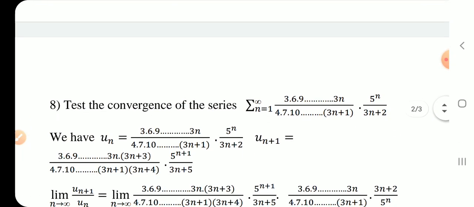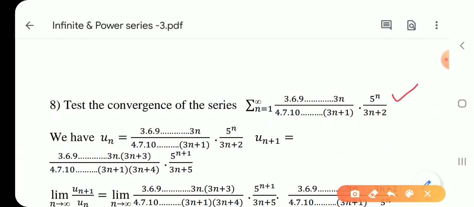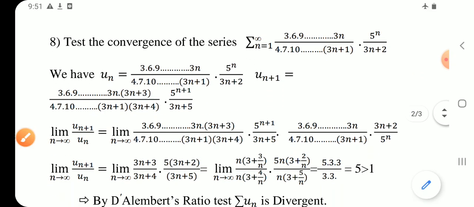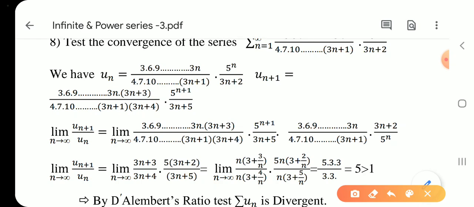Next problem. Here you need not find un. They have given un. In the place of n, if I put n plus 1, I will get un plus 1. Similarly, take the ratio. See here, 5n becomes 5n plus 1. Here, 3n, 3 into n plus 1 plus 2. It becomes 3n plus 5. Here, 3n into 3 into n plus 1. It becomes 3n plus 3.